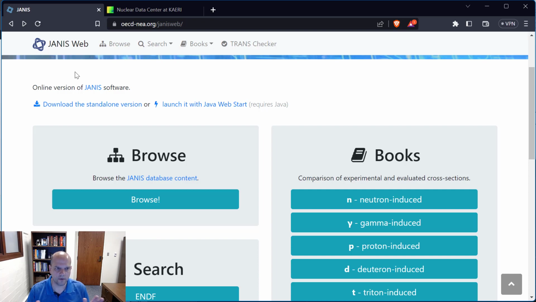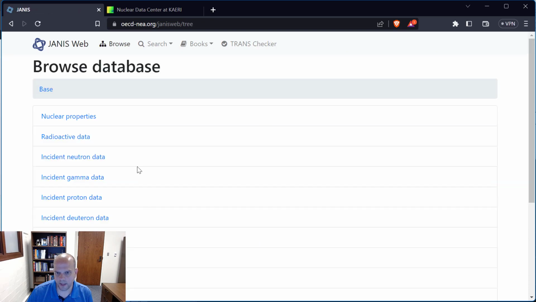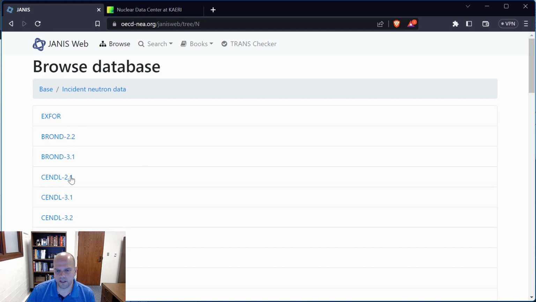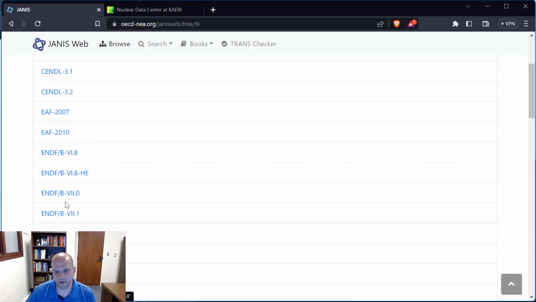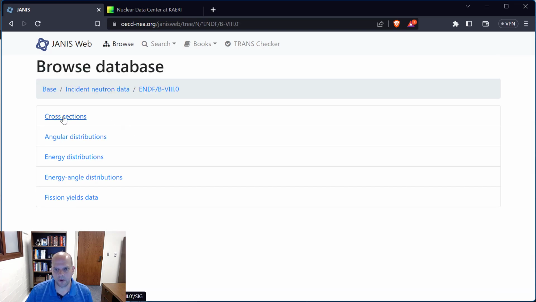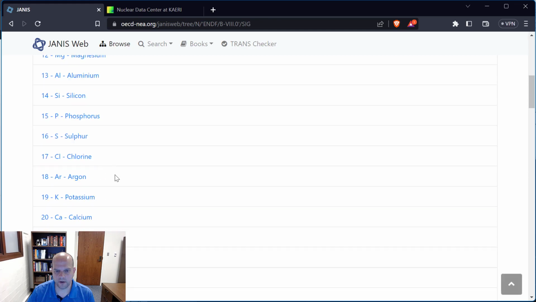At the end of this, for this problem, we just need to know the fission cross-section and the total cross-section for U-235, an incoming neutron, at 0.0253 eV. So that's room temperature, the thermal neutron. So in Janus here, we can browse the database, and we want to look at incident neutron data. And these are the different databases. So I generally will just use the most recent or the highest ENDF library. And I want cross sections, and then I just look up our target as uranium.